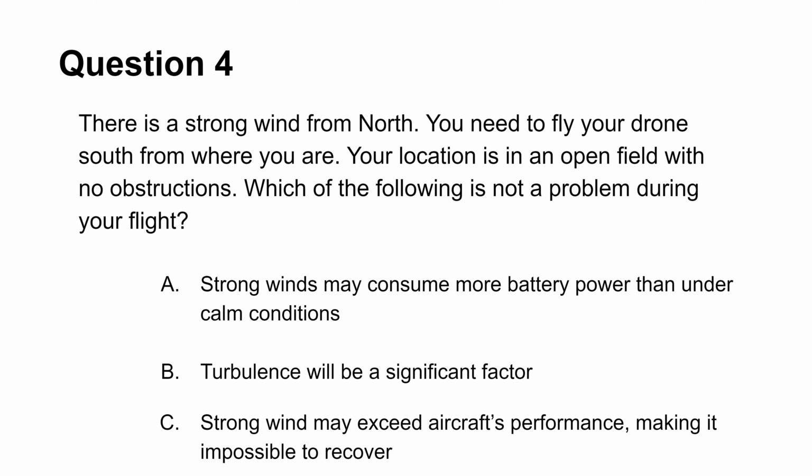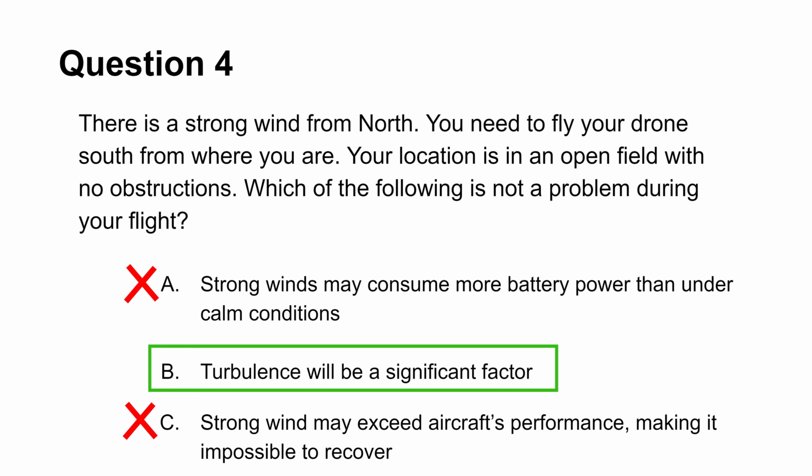Because there are no obstructions in the field, this means that turbulence is very unlikely. However, we know that strong winds can consume a drone's battery and make it hard to recover. This excludes choices A and C and makes B the answer to this question.